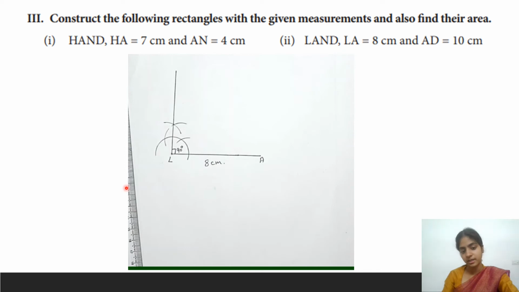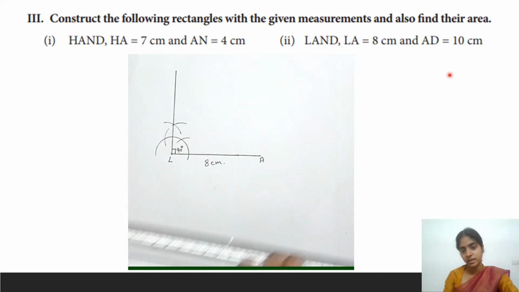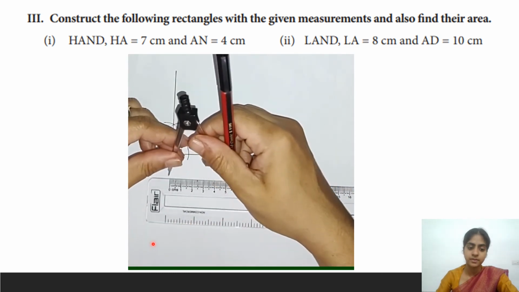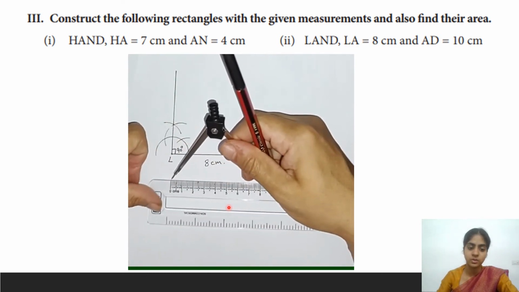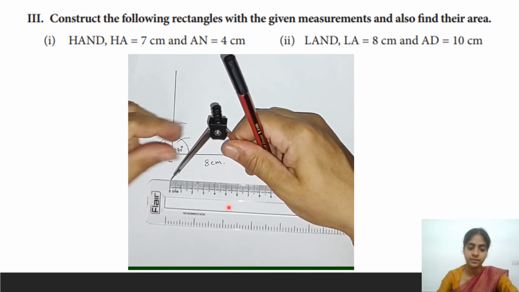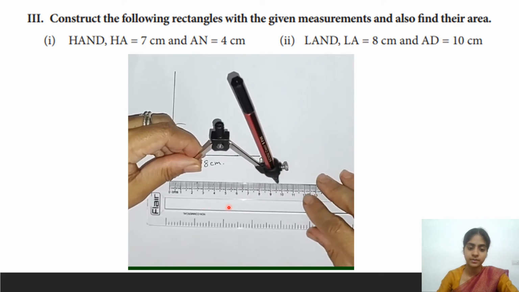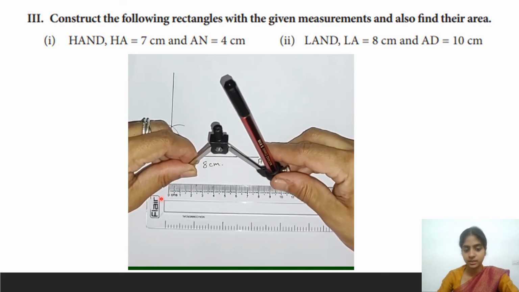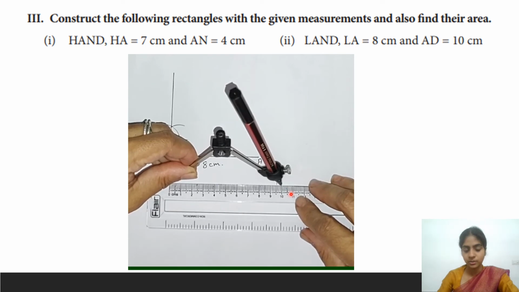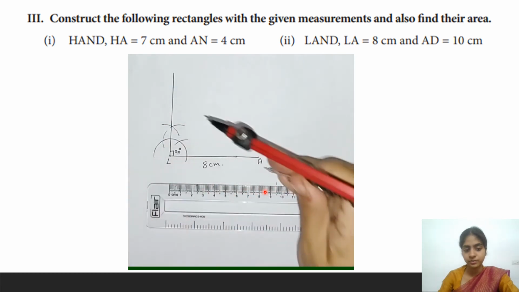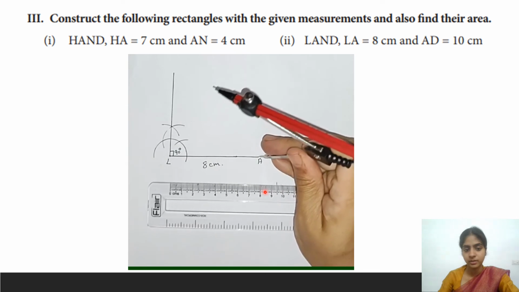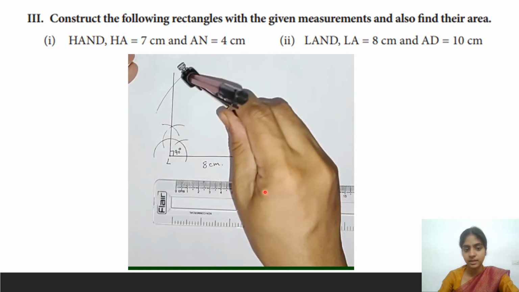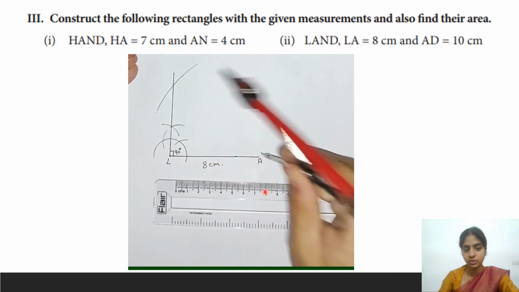We take a scale and then measure out AD, which is 10 centimeter. So we mark 0 to 10. Take exactly 0 to 10. Once we take 0 to 10, we mark it from A to D. So AD is 10 centimeter. So we mark A to D.